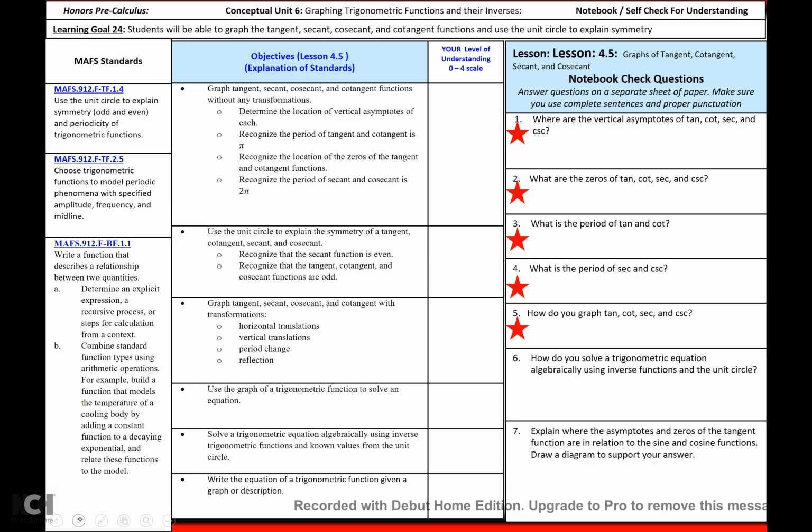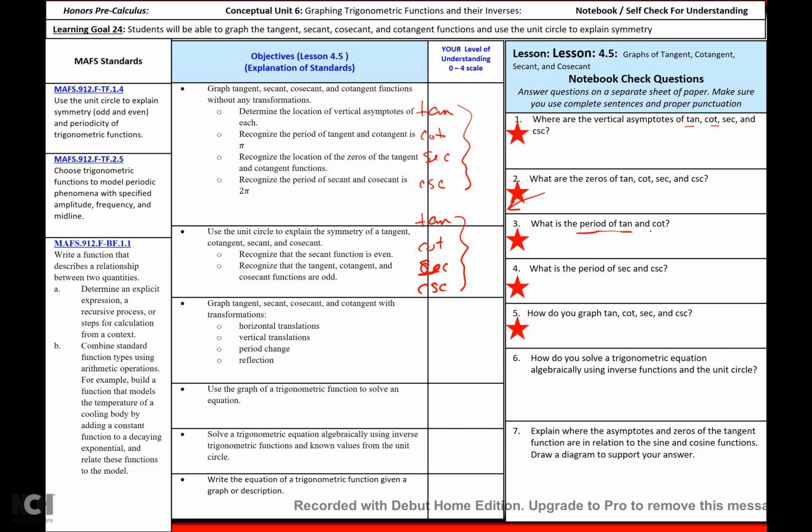Alright, so where are the vertical asymptotes of tan, cotan, secant, and cosecant? Well, you're going to have to go back to your notes and look that up. They're right there on the slides for tan, for cotan, for secant, and for cosecant. Tangent, just look at the slides. It has zeros at the zeros of, I'm not just going to tell you, I want you to go look. And then do the same thing. If you're finding where your asymptotes are, then every other one is going to be where your zeros are. So do the same thing. Go back and look at the slides. Secant, cosecant, and figure out where their zeros are.